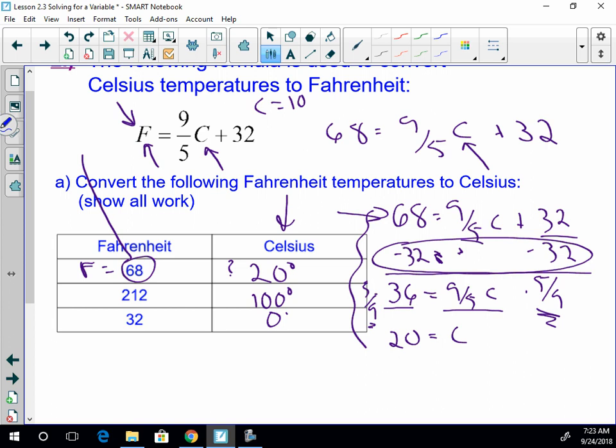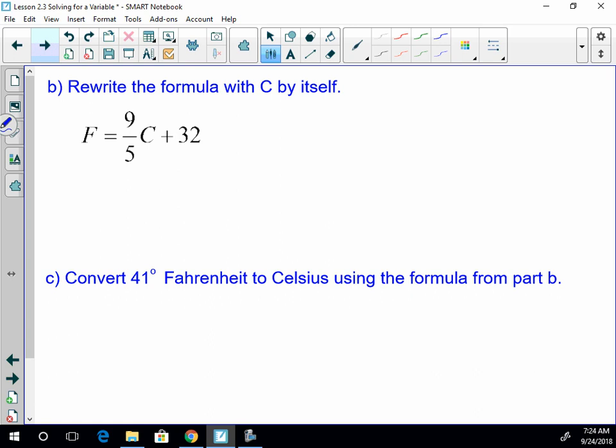So the skill here is how do we make this equation a little bit more useful when we are trying to find a Celsius temperature. So we're going to rewrite the formula with C all by itself. In the end, I want to have C equals some stuff. So I'm solving this equation for C. Well, what did we do in the past problems to get C all by itself?